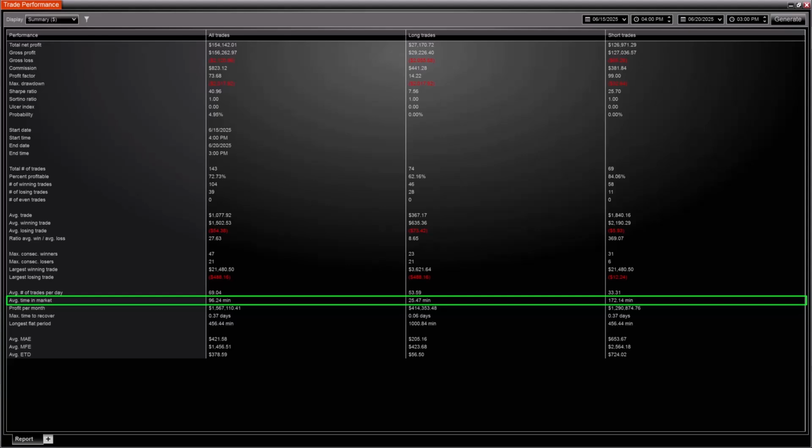It is calculated across all completed trades. NinjaTrader measures the elapsed time between when each entry was filled and when it exited. It includes both profitable and losing entries. Our 96.24 minutes, or approximately 1.6 hours, is fairly short term, but not hyper-scalping. Given our order entry method, this suggests that most trades resolve quickly after the final entry.